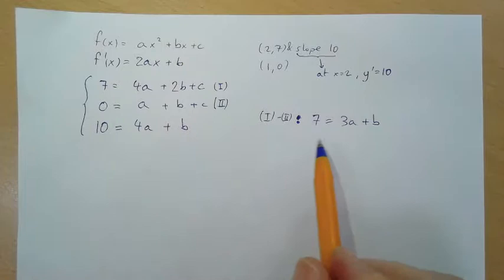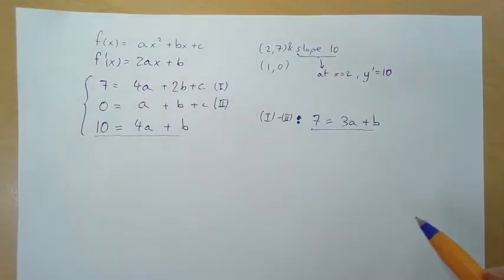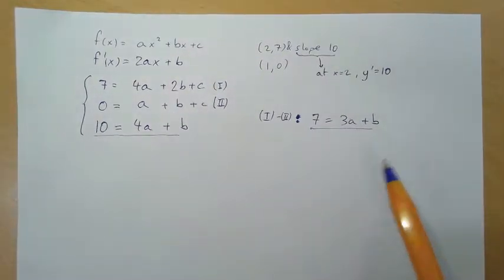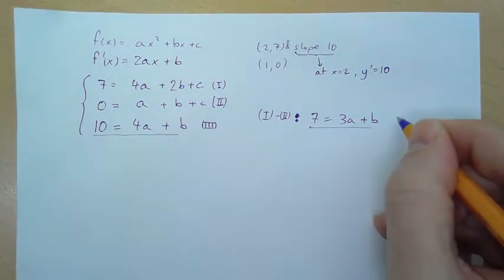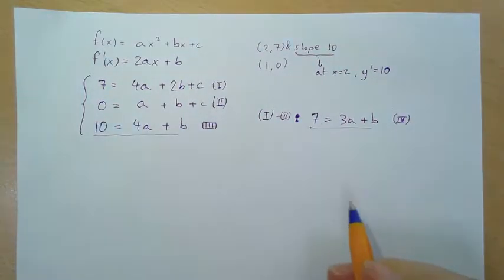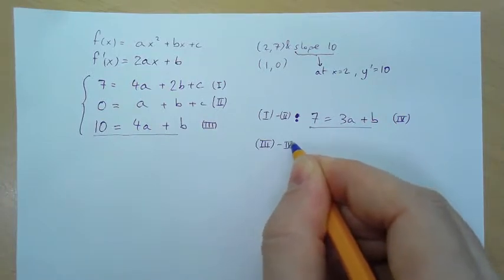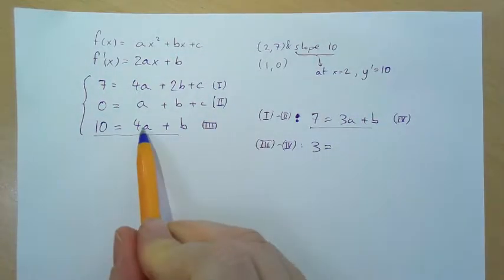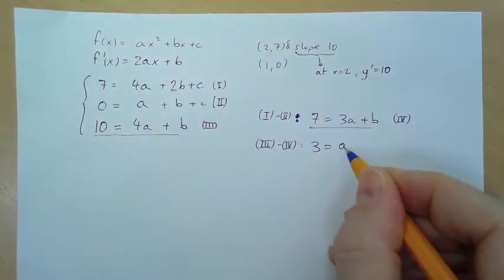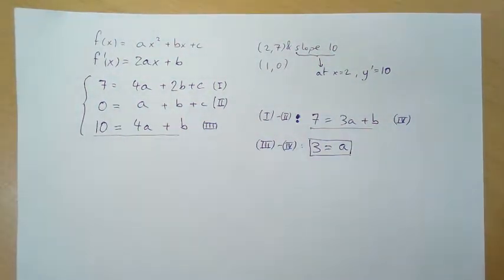So now I can basically look at this and that together, and hopefully I can quickly find the value of a. Yes, I can do this equation. Let me call it 3, and let me call this equation 4. I'm going to do 3 minus 4. So 10 minus 7 equals 3. 4a minus 3a equals a. b minus b equals 0. Hooray, I have a. That was very smooth.